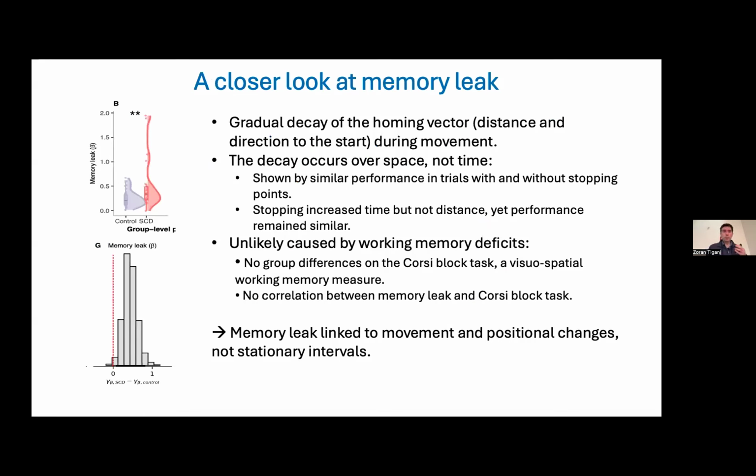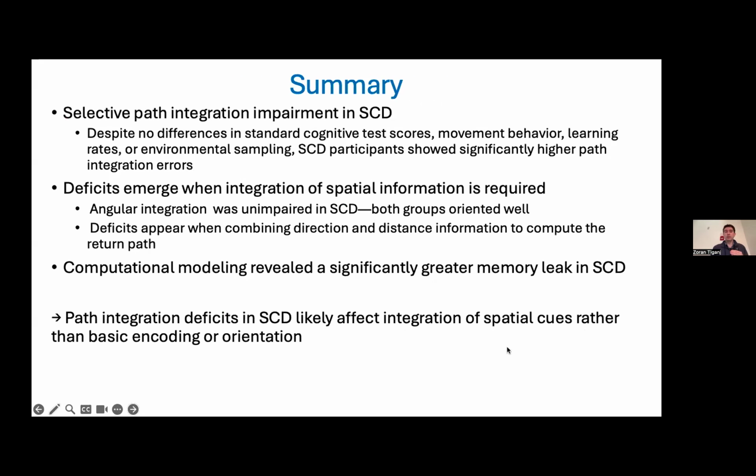So if we look a little bit more at the memory leak itself, it's that gradual decay of the homing vector distance and direction to the start during movement. It occurs over space, not time. We saw that because it was not dependent on one or two stopping locations. It's unlikely to be caused by working memory deficits. There were no differences on working memory tasks. So this is like a memory leak, but this is not. The performance on different memory tasks by those two groups is the same. So it's arguing that the memory leak is linked to movement and positional changes, not stationary intervals.